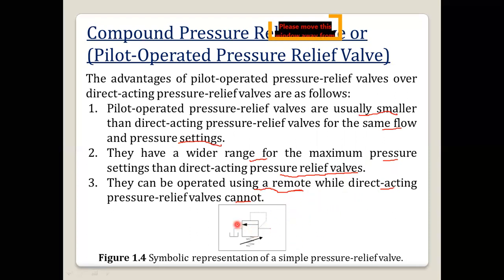So this is the ISO symbol for the pressure relief valve. Here you have to draw this square, then you have to draw this arrow. If they are drawn, this is the inlet. The oil is coming from the P port, the pressure, that is the pump.